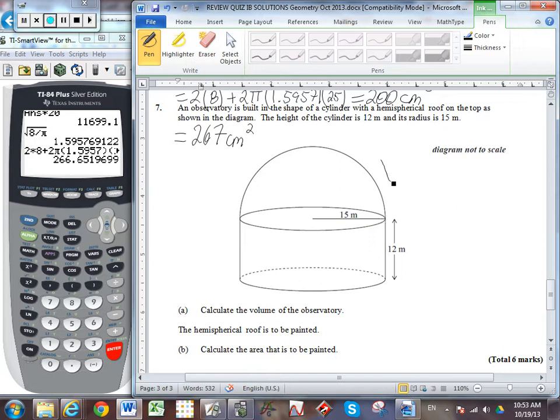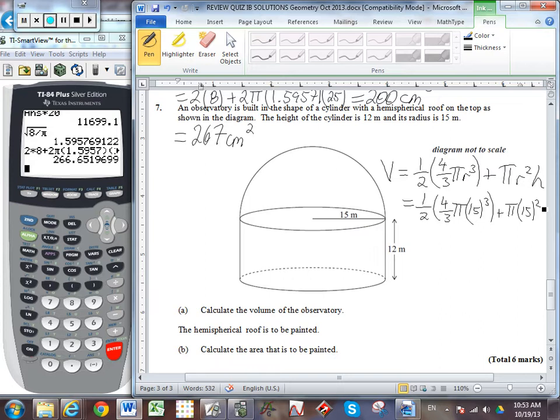Well, we can see that the volume is going to be equal to half of the volume of a sphere, whose formula is 4/3 pi r cubed. And it's also going to equal the cylinder, which is pi r squared h. So there's the half of the sphere plus the cylinder. Let's substitute. So our radius is 15. And our height of the cylinder is 12.